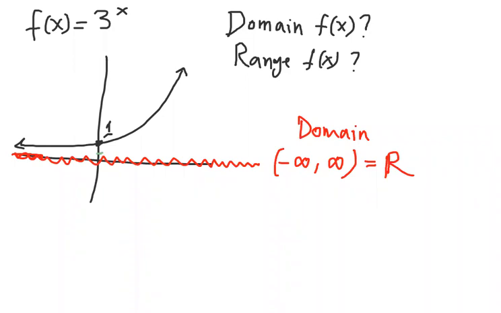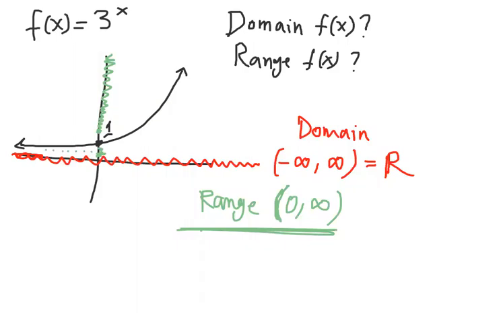So from the graph, we can see that it's from 0, but 0 is not inside the range. That means it's an open interval to infinity. So the range is from 0, but open, because the graph gets close to the x-axis but will not touch it. That means the range is (0, infinity), open at 0. Is it clear for all?